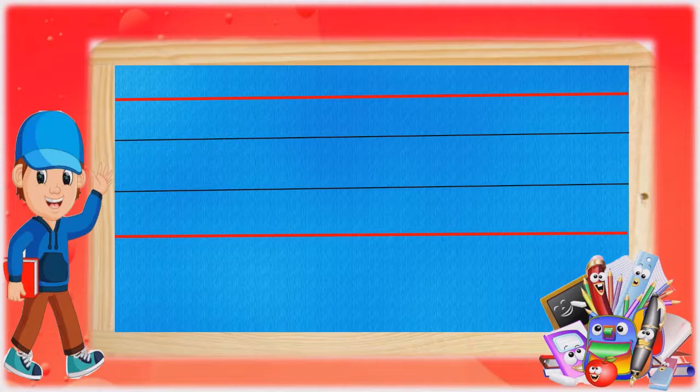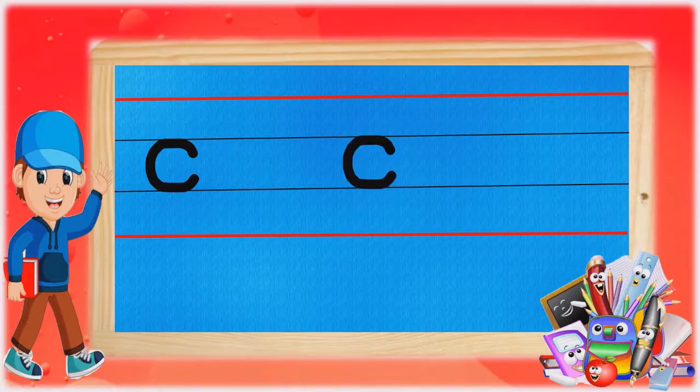Now we will write small c. A simple curve makes small c. Again we write a simple curve makes small c.